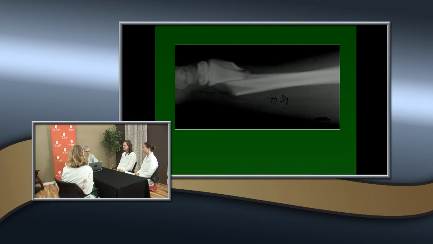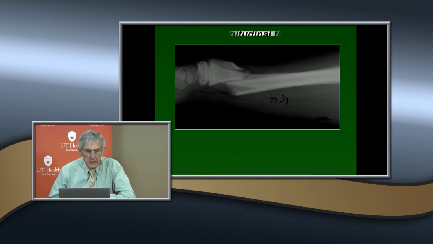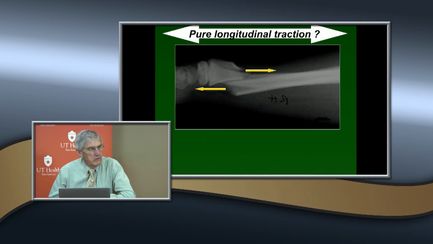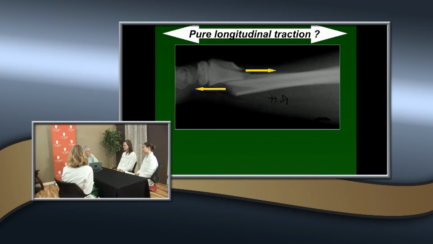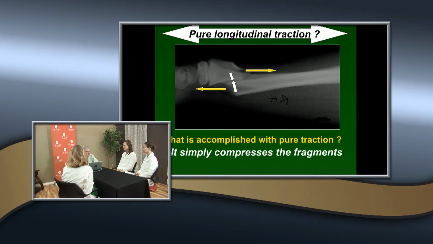So, if you're going to do this, the appropriate manipulation technique, it's shortened. All you got to do is put longitudinal traction. What does that accomplish? Does that reduce it? No, not your length. So what's accomplished with that? Nothing more than just compressing the fragments. So to reestablish the length, what do you have to do? Recreate the deformity. That's exactly right.